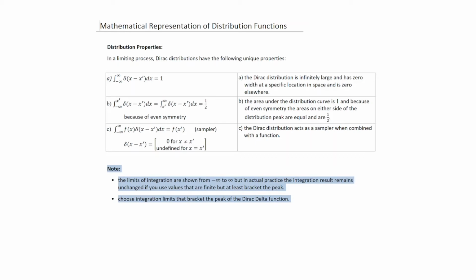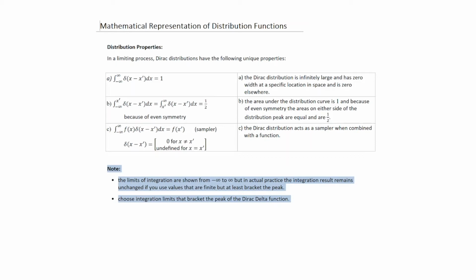So, thirdly, if we integrate f of x, some arbitrary function, times delta of x minus x prime dx, between minus infinity and plus infinity, then what this does is it samples the function at x equals x prime. So the result of this computation is f of x prime. That's why it's called a sampler. And I think in MAT290 you'll make reference to this particular property of the Dirac distribution.